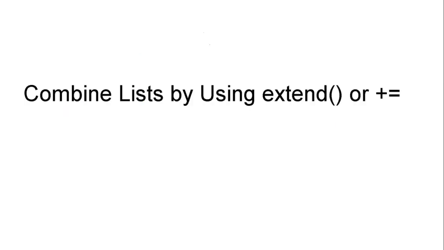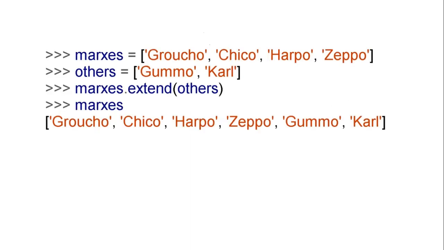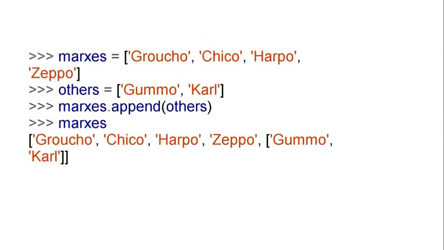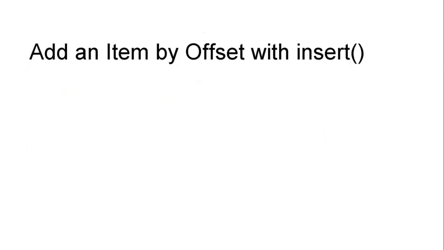Combine lists by using extend or plus equal. You can merge one list into another by using extend. Suppose that a well-meaning person gave us a new list of marks called others, and we would like to merge them into the main marks list. Alternatively, you can use plus equal. If we had used append, others would have been added as a single list item rather than merging its items. This again demonstrates that a list can contain elements of different types, in this case a string and a list of two strings.